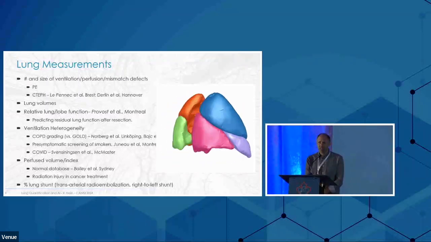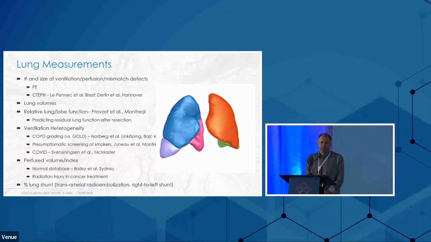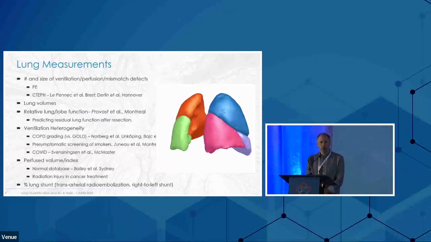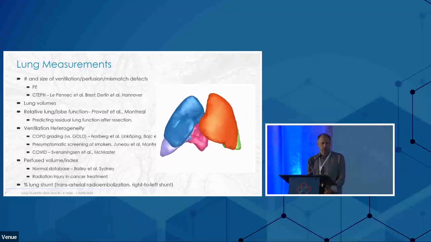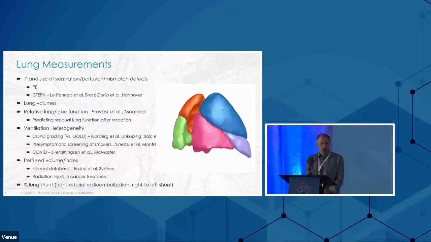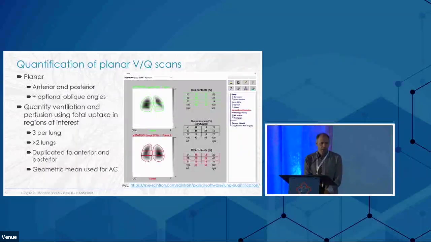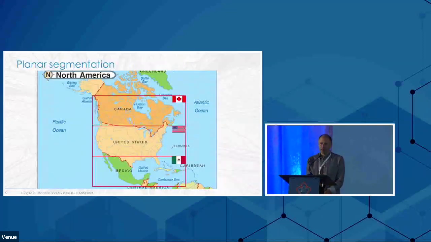But to do any of these things, what we really need to do is segmentation. So we need to know which part of the image we want to look at and which parts of those images are associated with which anatomical structures. The way we've been doing that historically is, of course, with planar imaging, as you see an example here. You can see the two lungs being segmented and then split into three regions for each lung. And the problem with that is that it just doesn't relate very well to the anatomy.